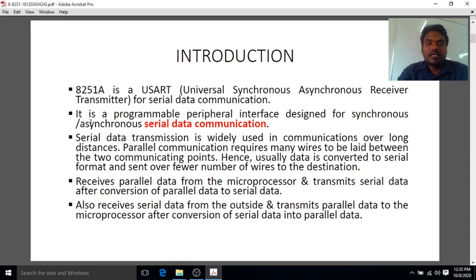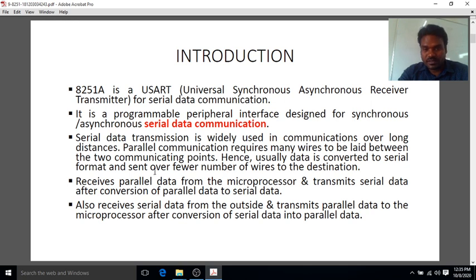As we said, it is a programmable peripheral interface. That means it can be interfaced with the 8086 microprocessor or 8085 microprocessor, designed for synchronous and asynchronous serial data communication. It is a programmable logic device designed for synchronous and asynchronous serial data communication, and it is one of the peripherals which can be interfaced with the 8086 or 8085 microprocessor.